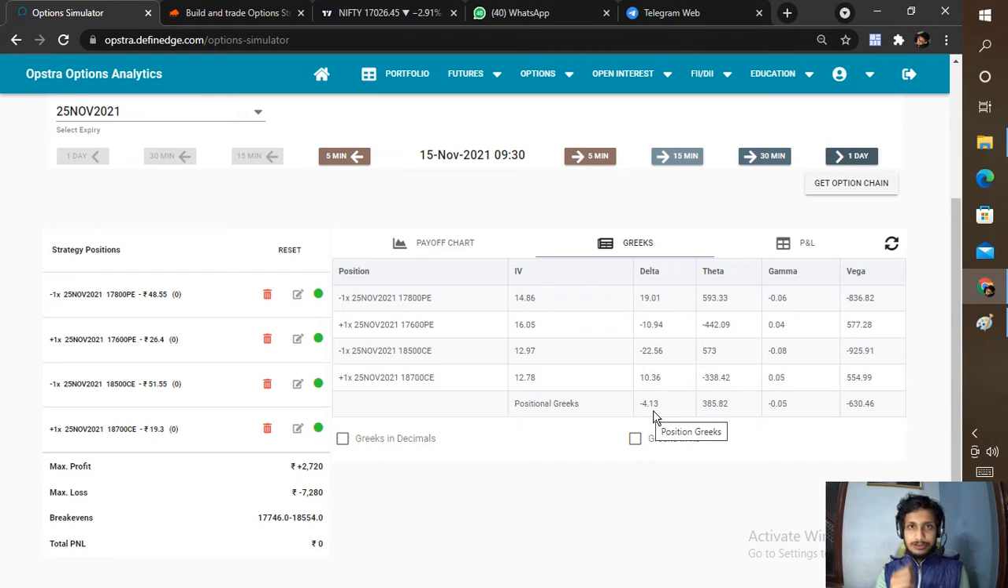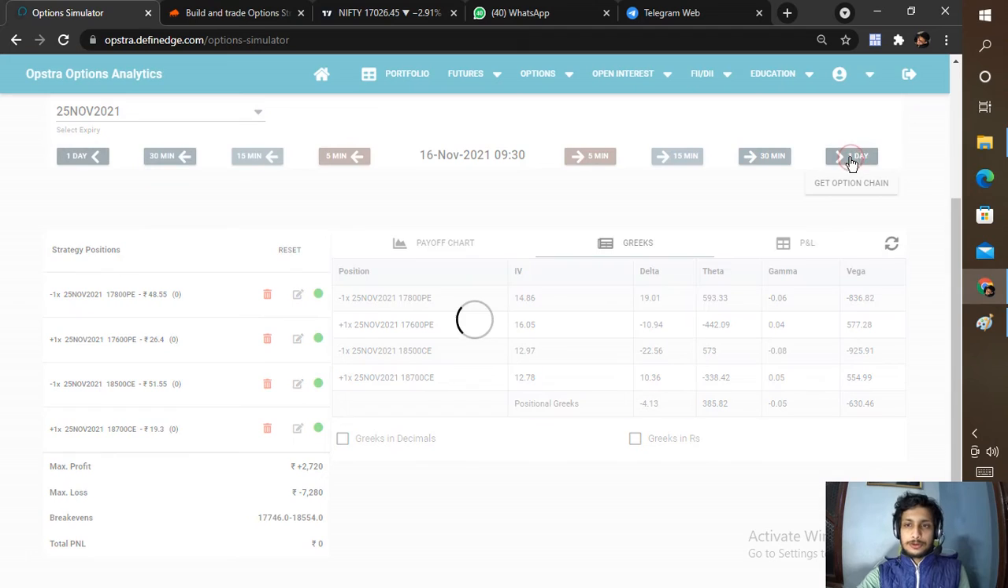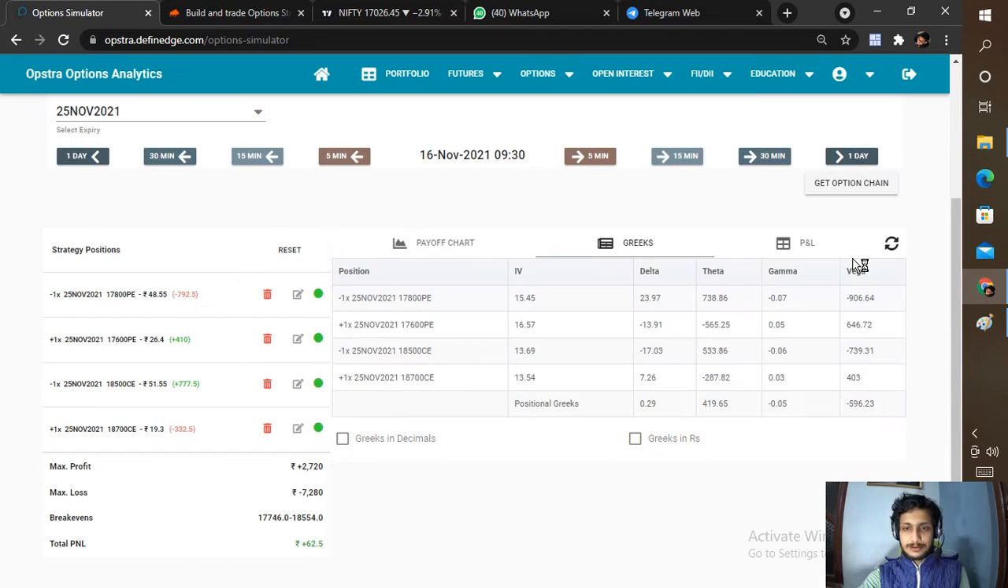So my question was, when should we adjust delta neutral positions? Whenever the overall positional delta crosses 15 or minus 15, right at that point of time we should start making adjustments. Okay, so now let's move to 1 day ahead. The next day we can see that the delta has dropped, so it's not at all a matter of concern. We can just sit idly and keep watching the markets.